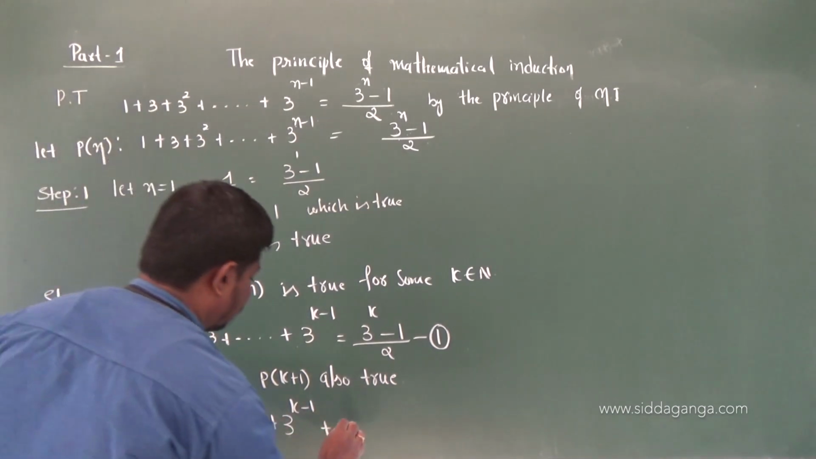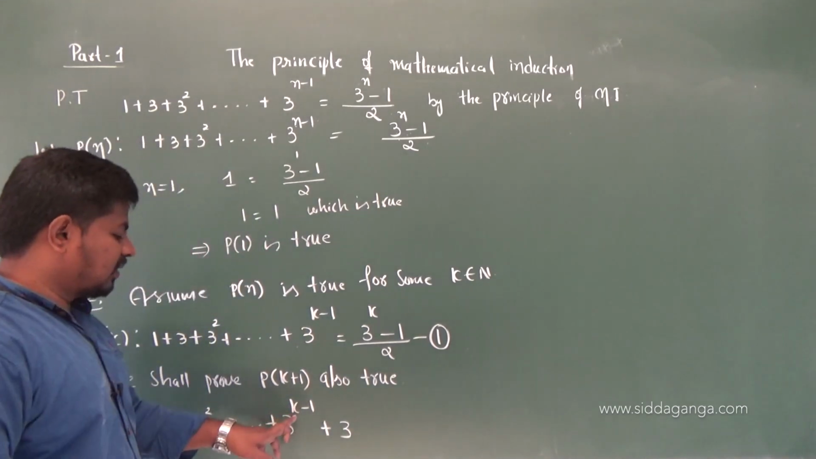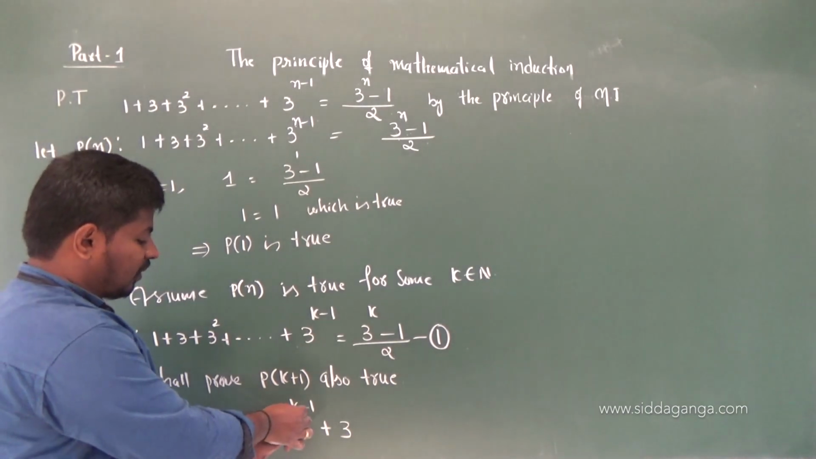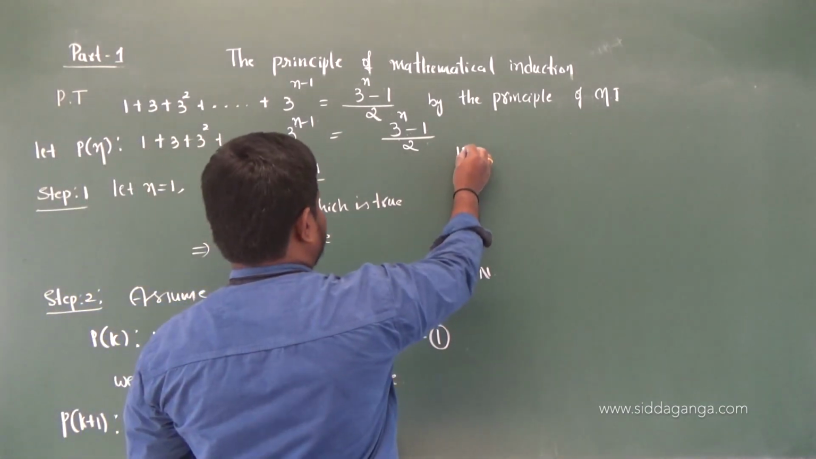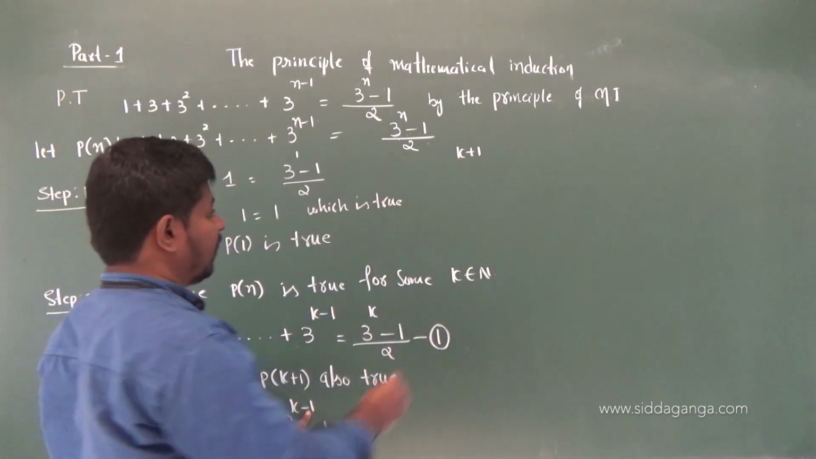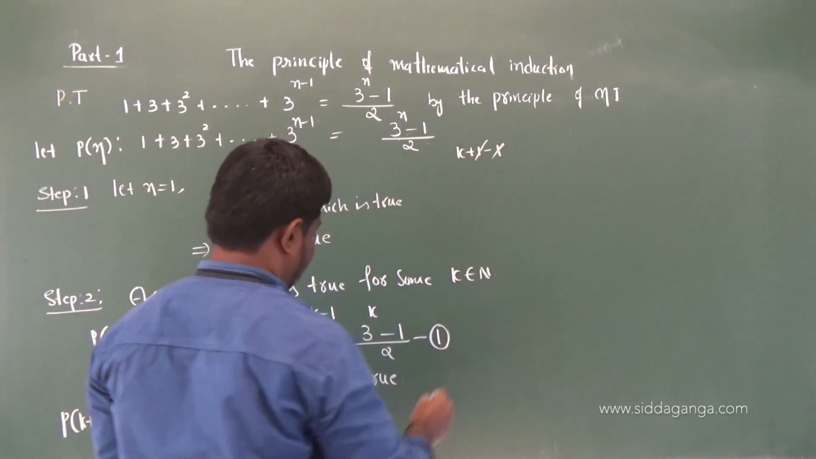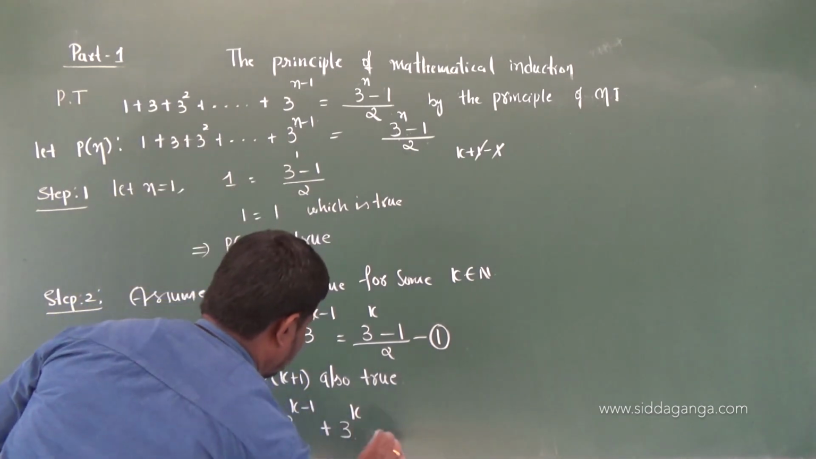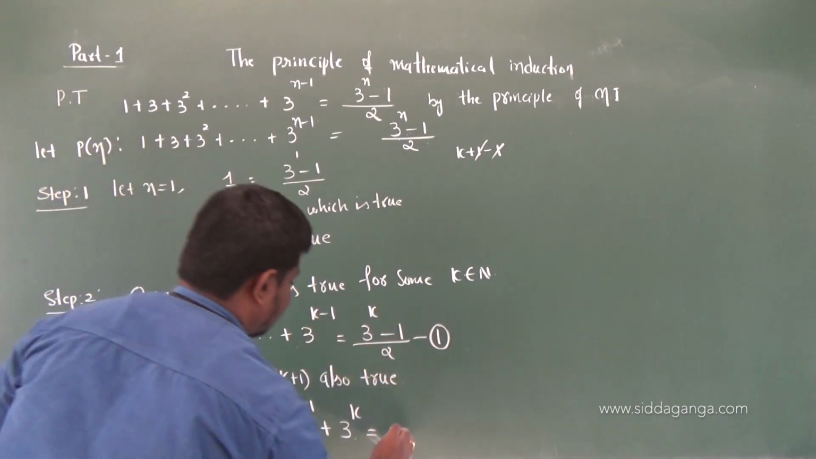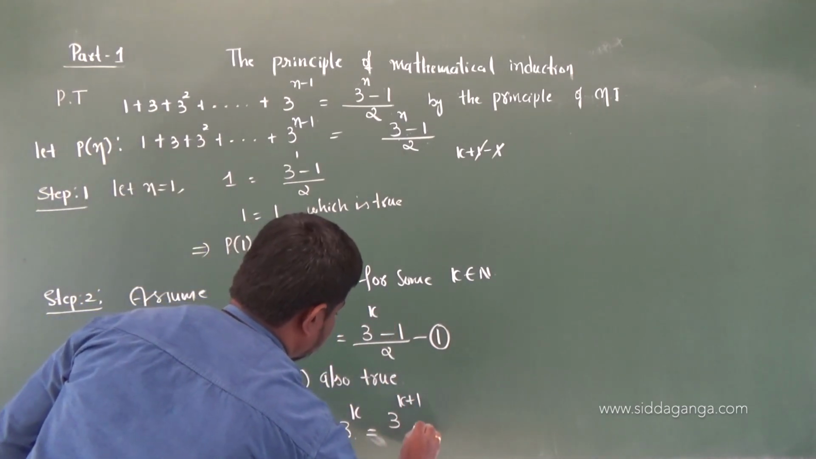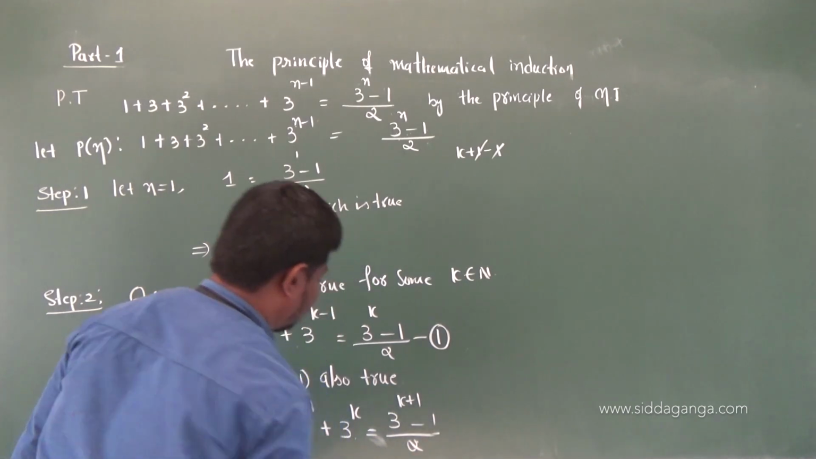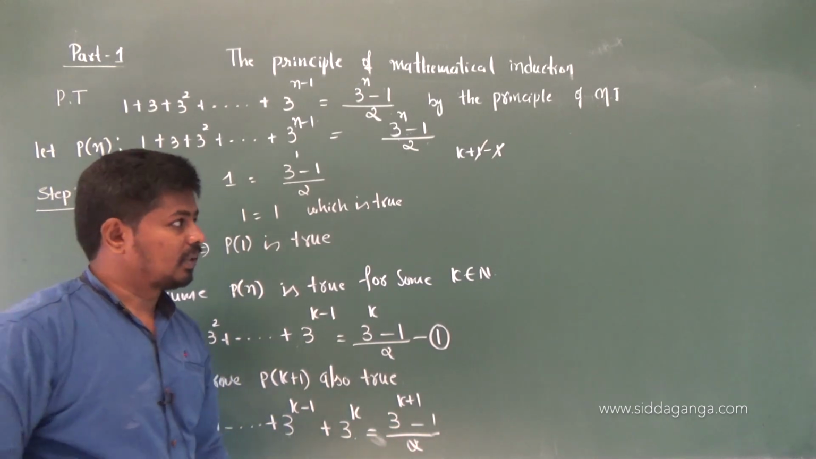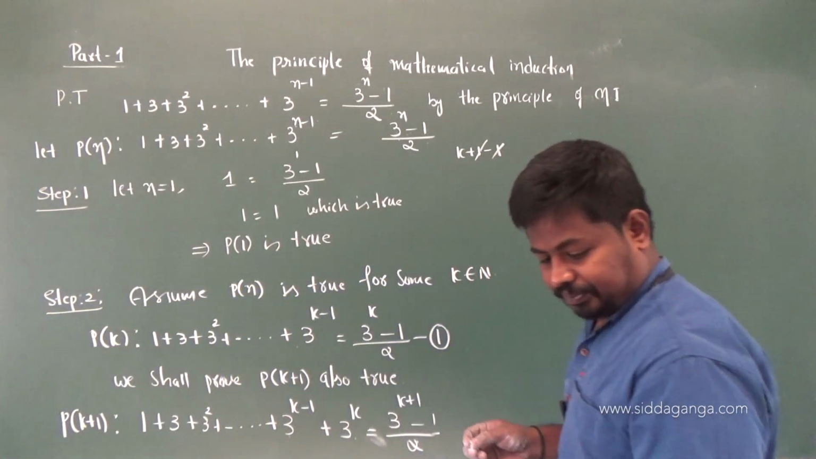Next term will be what? 3 power of, in place of k, you write k plus 1, minus 1. In place of k plus 1, here we have minus 1, so k plus 1 minus 1, you get 3 power of k. This is the k plus 1th term, and this is the LHS. RHS becomes what? In place of k, you write k plus 1: 3 power of k plus 1 minus 1 by 2. This is to be proved now. By considering the LHS, you have to prove this. Very simple. Now, let me write the LHS.